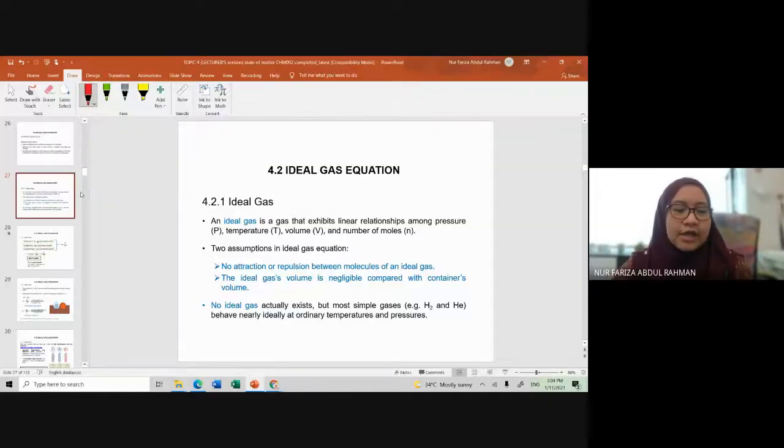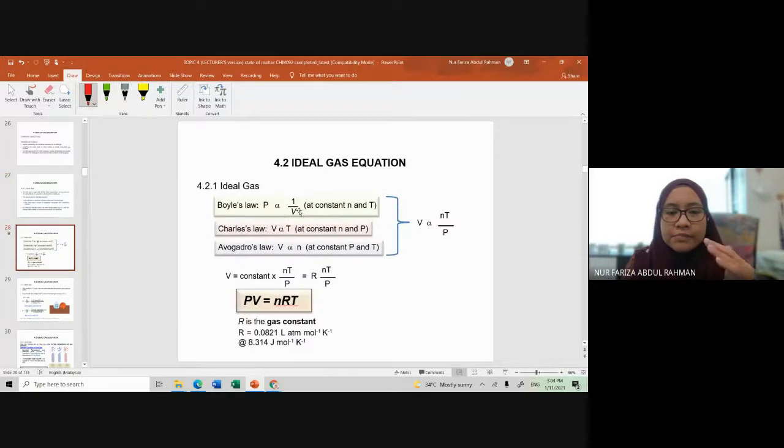Last week, we learned about all the gas laws: Boyle's law, Charles' law, Avogadro's law, and the combined gas law. Next we have the ideal gas equation. From the three basic gas laws that we have learned, we have this ideal gas equation.